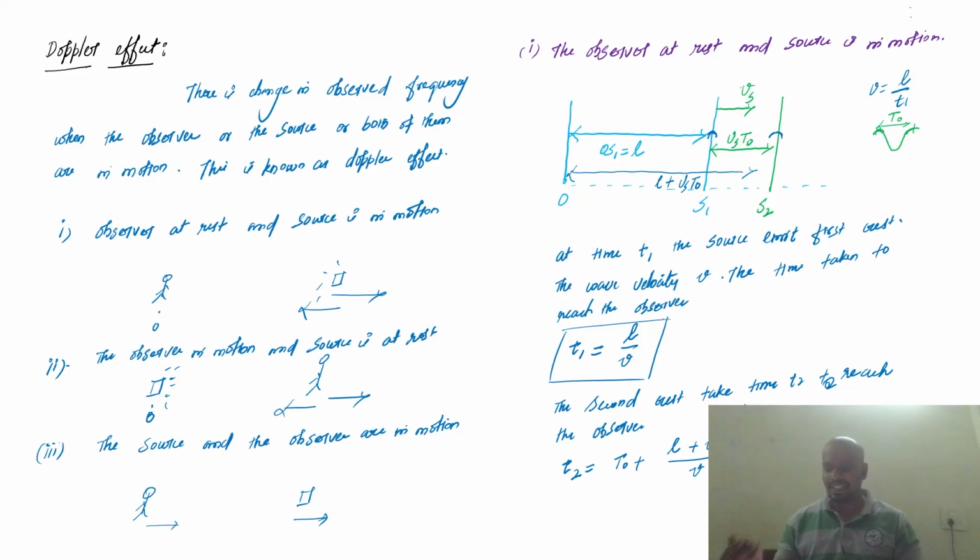Similarly, we can find T3, T4. Suppose you are asking the question, what is T3? T3 means the time taken for the third crest to reach the observer. During this time, the period of the wave will be 2 T0, because this is the first crest, this is the second crest, this is the third crest. So this duration is the production of the third crest. This is a duration 2 T0. This is T0. This is another T0. So 2 T0 is the time it will take to produce the third crest.